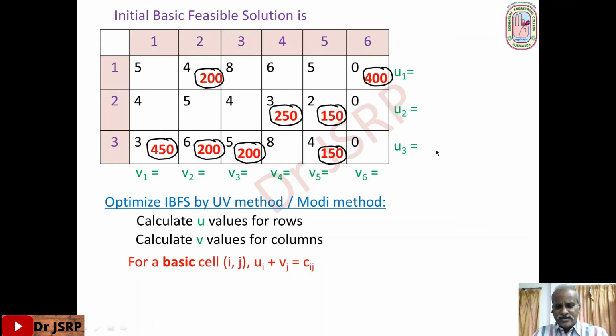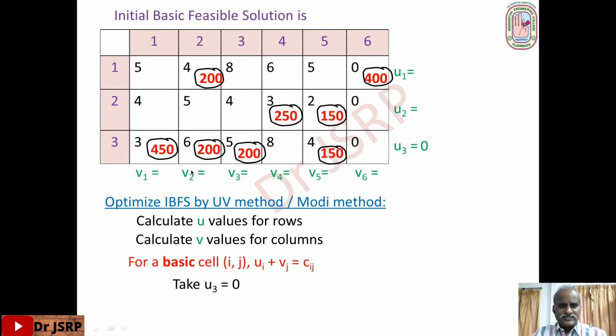So arbitrarily I take U3 as some arbitrary constant. So I take it as 0. So U3 equals 0. Okay. From this relation, if you know one of these two values, either Ui or Vj, we can write the other value just by subtracting from the cost. Okay. Right. So take U3 as 0 arbitrarily.